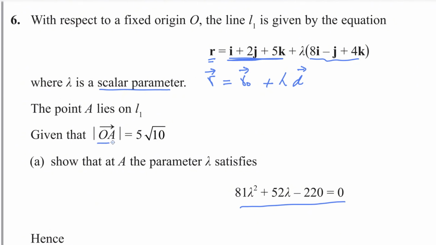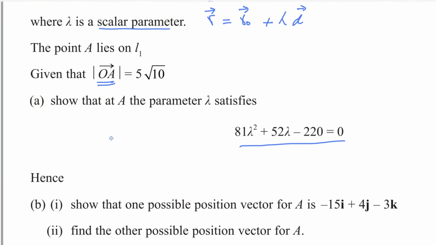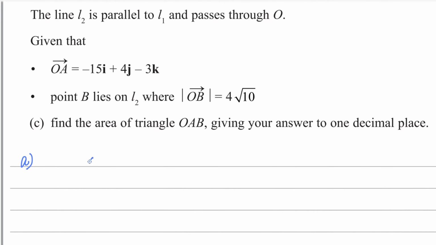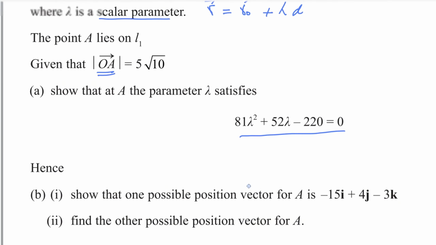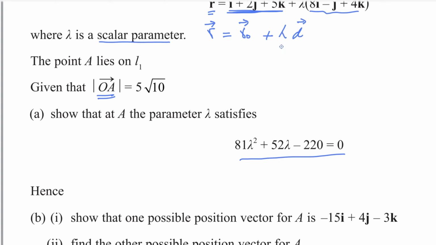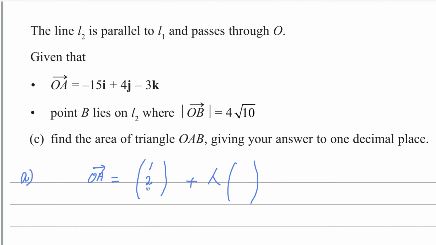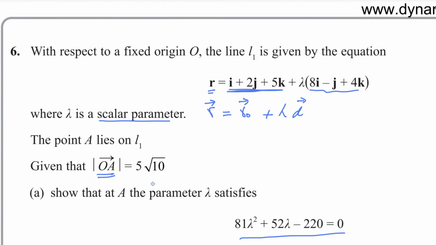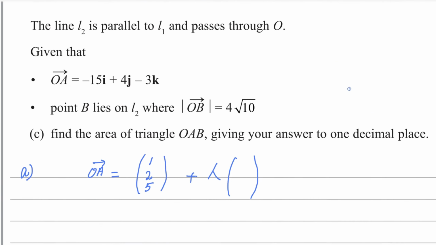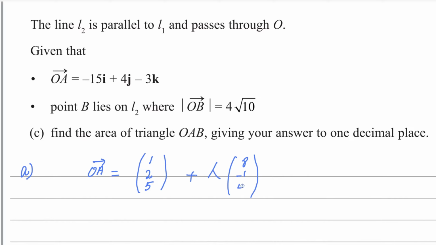You can write the vector OA because A lies on line L1, so this position vector will give you the vector of OA as well. Okay, so let me write that vector here. We can write OA vector, better you write in column vector form. Here is lambda, and this is the direction vector. Here this one is 1, 2, 5, and the direction vector is 8, minus 1, 4.